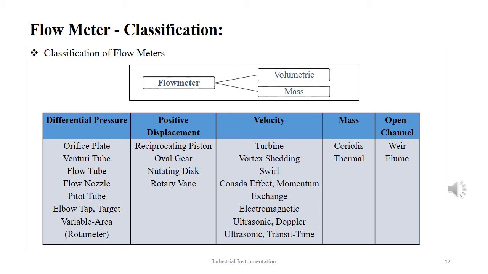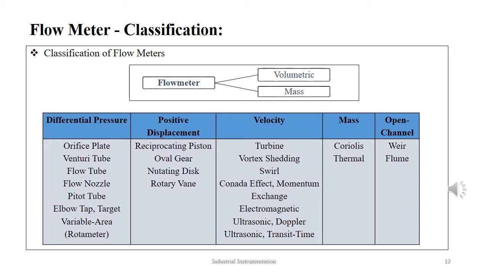In all these types of flow meters, Bernoulli's principle is a very important factor. That is, we create a pressure difference on either side of the flow profile, and based on the pressure difference, the flow measurement is done. Then we have positive displacement flow meters, which can be reciprocating piston, oval gear, nutating disc, and rotary vane.